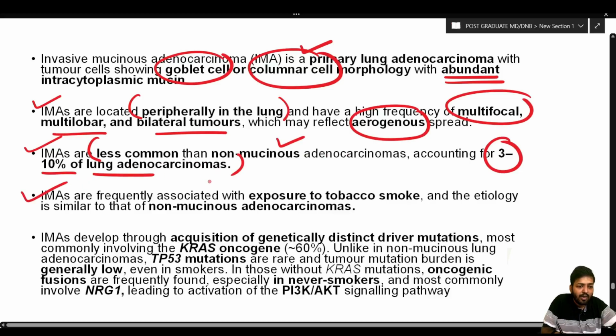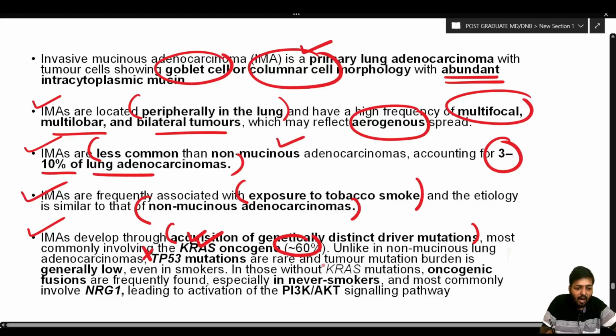Invasive mucinous adenocarcinomas are frequently associated with exposure to tobacco smoke and the etiology is similar to that of non-mucinous adenocarcinomas. Invasive mucinous adenocarcinomas develop through acquisition of genetically distinct driver mutations. Most commonly, they involve the KRAS oncogene. So, KRAS mutation is very important in the non-mucinous variety, around 60%. Unlike in the non-mucinous lung adenocarcinoma, remember TP53 mutation is rare over here, and the tumor mutation burden is generally low even in smokers.